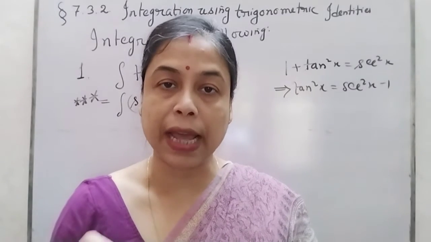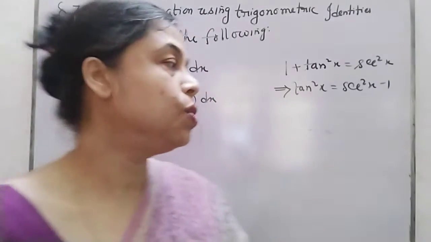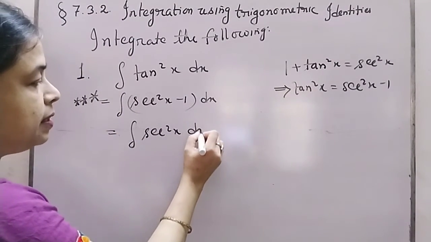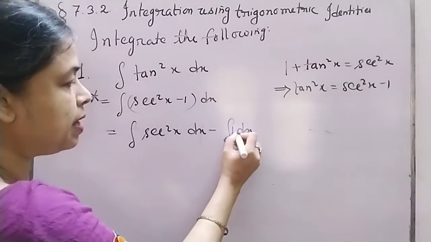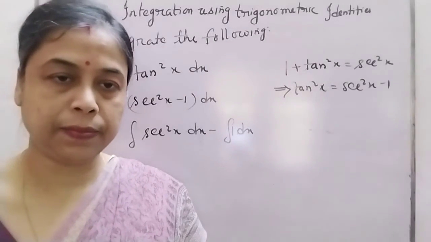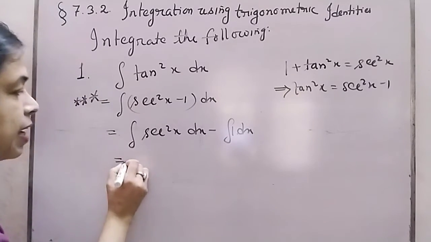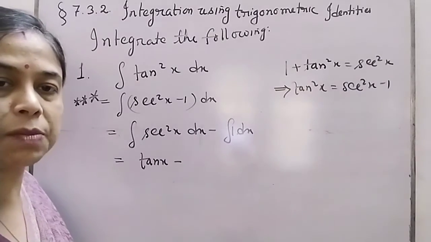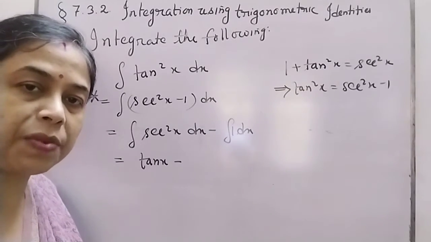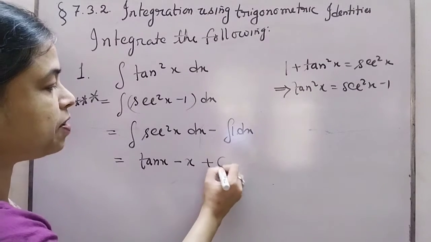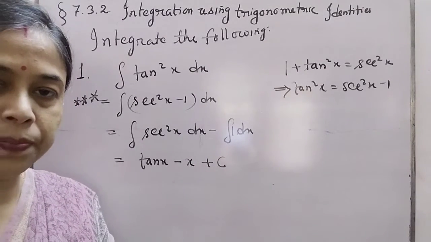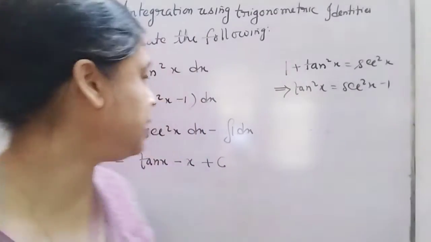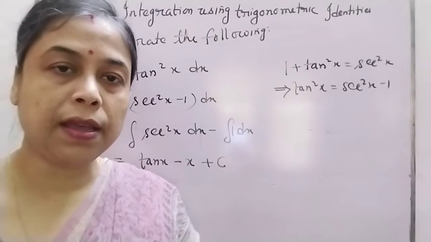Because you know the standard integral of sec square x. So by the sum or difference rule, you can separate it into two parts: integration of sec square x dx minus integration of 1 dx, or 1 dx can be considered as dx, right? So what is the integration of sec square x? That is equal to tan x minus the integration of dx. And what is the integration of dx? That is equal to x, and the integration is completed, so plus c you have to give. These are frequently used integrals. Try to remember. At least if you remember this step, then we can easily do the rest.